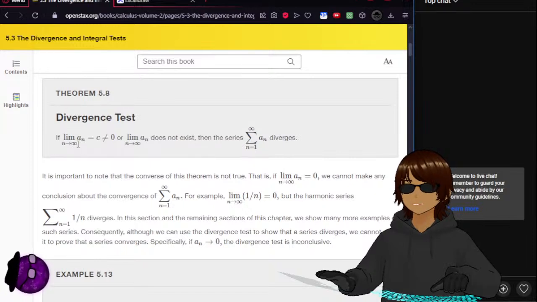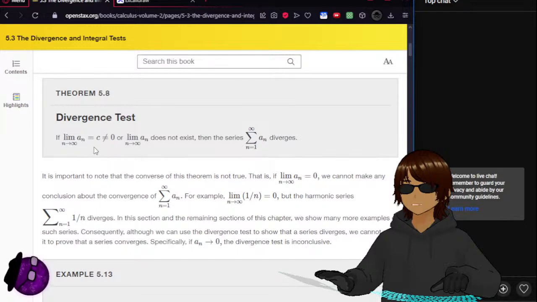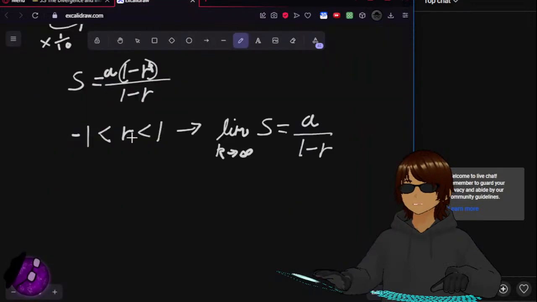If the limit of an as n goes to infinity is equal to c, which is not 0, or the limit does not exist, then the series diverges. Oh yeah, because you're summing the constant c. Yeah, that makes sense.